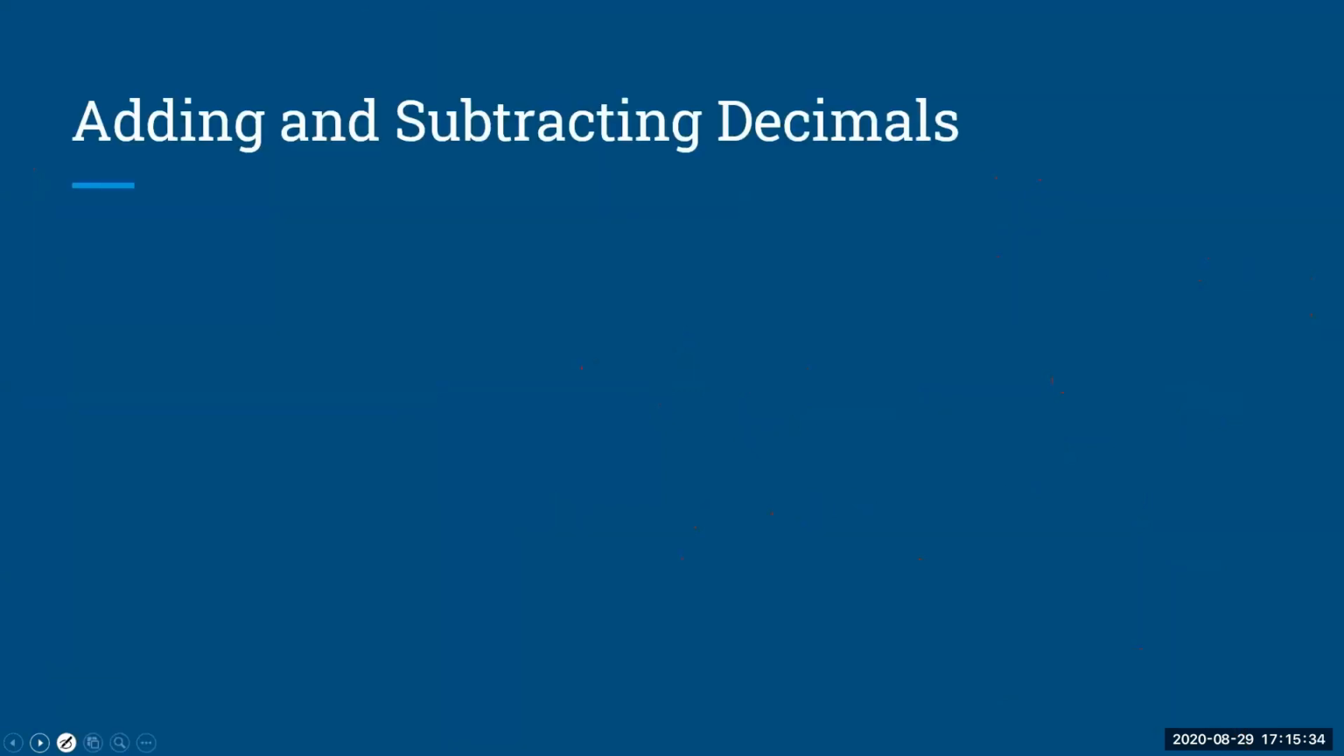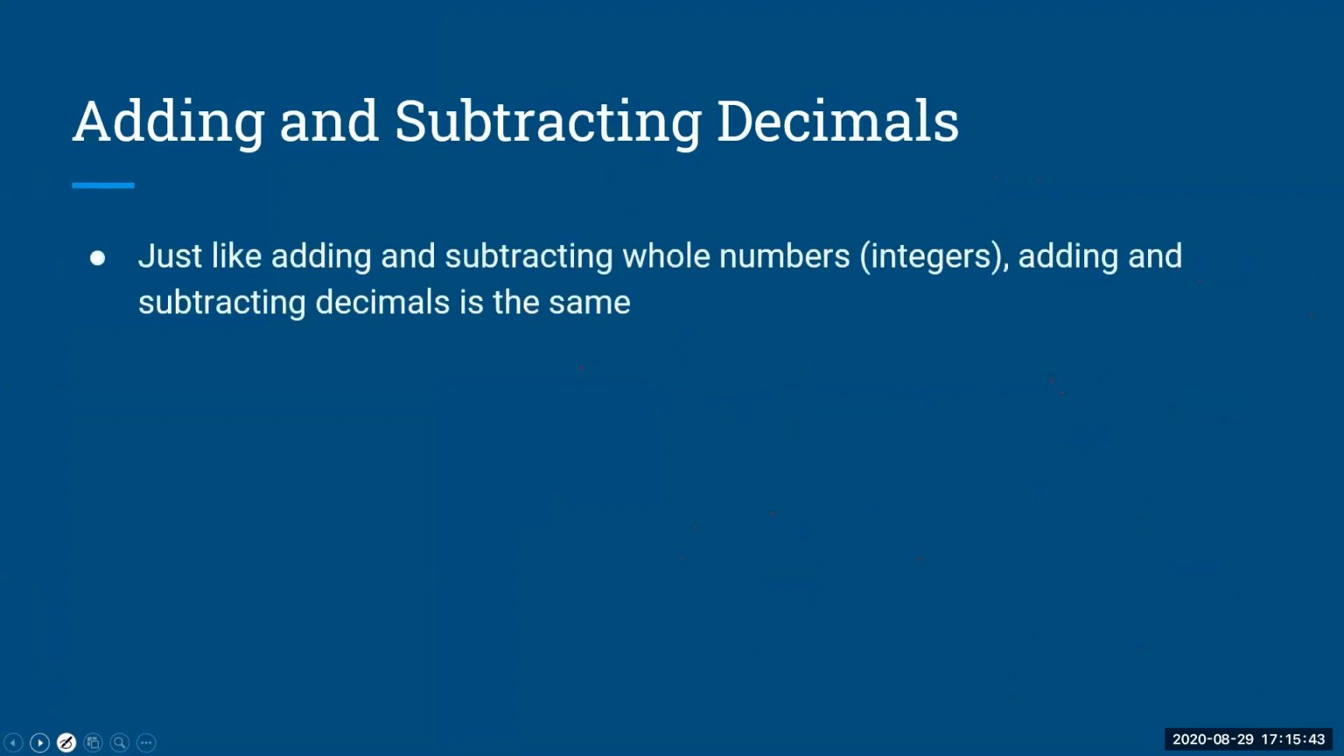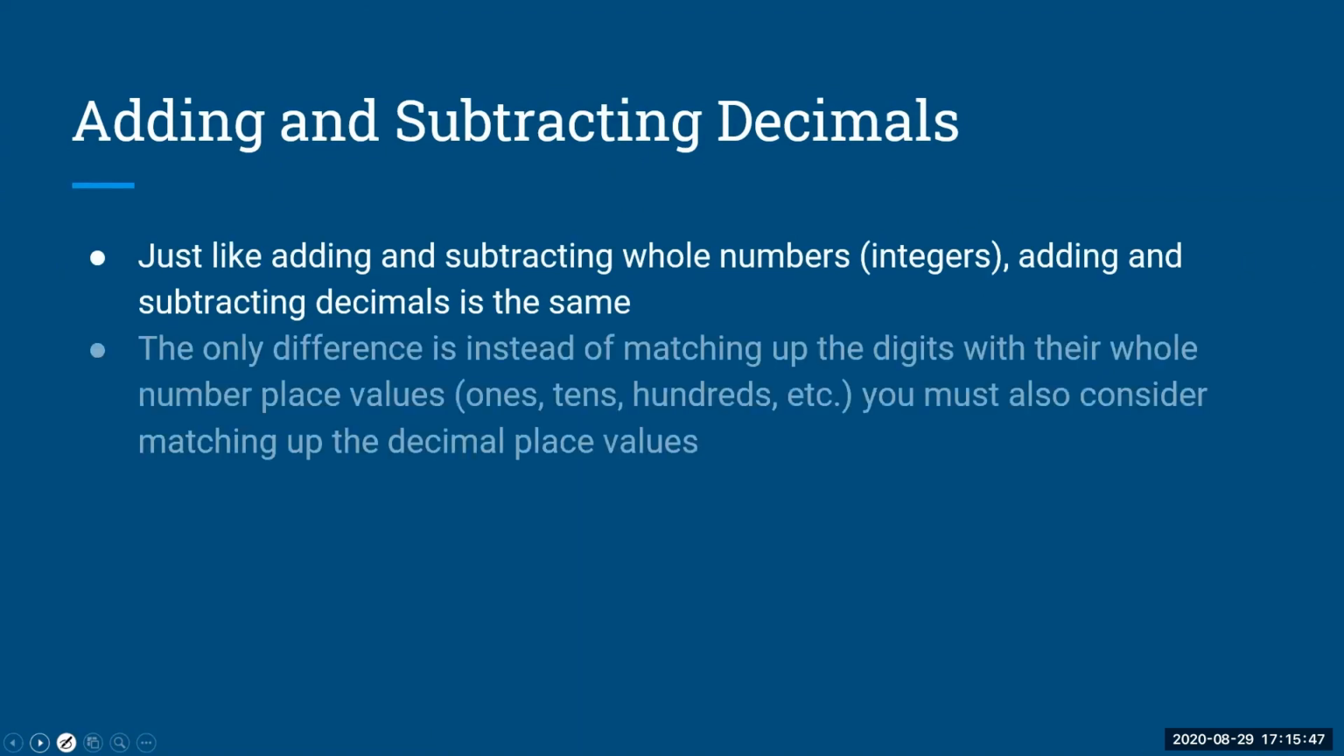All right. Adding and subtracting decimals. You guys know how to do this. I took this off Khan Academy because maybe you might not know, but it's really easy. It's like adding and subtracting whole numbers. It's the same thing. You just match up the digits with their place values and just make sure you line up the decimal places. I mean the dots, the decimal points.